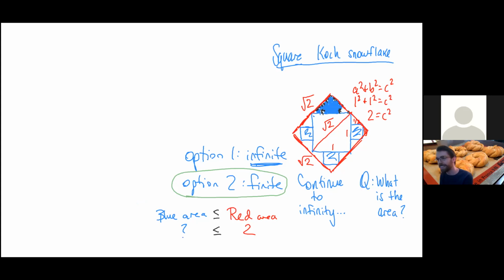Okay, here it is. The answer is 2. The blue area is the same as the red area. Exactly. It's not 1.9999999. It's actually equal to 2. When you continue this process infinitely of adding little squares onto all the little line segments, you literally get an area of 2. It fills out the entire diamond, I could say.